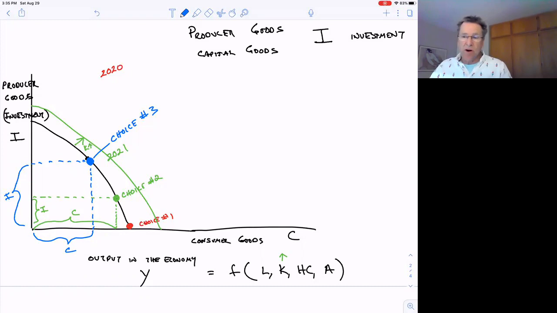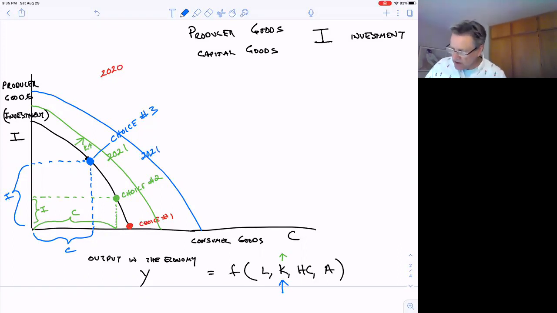Now with choice number 3, we have more investment goods that are produced in 2020, which means that should increase the stock of capital even more than choice number 2, which would mean that in 2021, the PPF would be out even higher. So here would be the PPF in 2021 with choice number 3. So the more that the people in this economy decide to produce investment goods and less consumption goods, the more that's going to move the PPF out in the future.